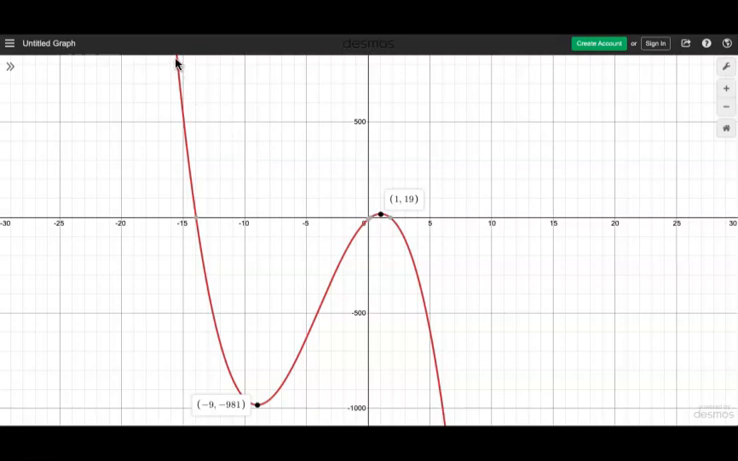So notice that the graph comes down to our local minimum, then it goes up to our local maximum, and then it comes down again. Remember that when we're looking at intervals of increasing and decreasing, we want to focus in on the x values. So we're going to be using the -9 and the +1. So we could say it decreases from -infinity until -9. It increases from -9 to 1, and then it decreases from 1 to infinity.